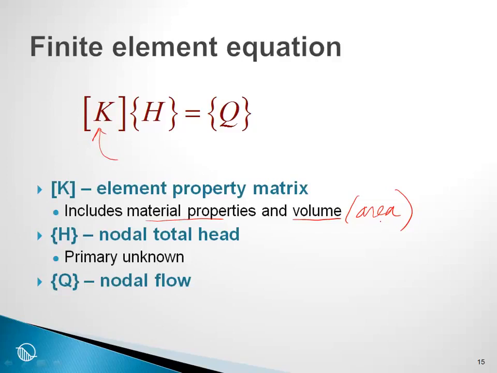H is known as the vector of the primary unknowns. It is this vector that we want to solve for throughout the whole domain. On the right hand side of the equation, we have a nodal flow vector, or more generally, it is known as the forcing vector. It is the amount of flow that, for example, crosses the boundary of the domain. Sometimes this nodal value can be specified, other times the total head is specified.